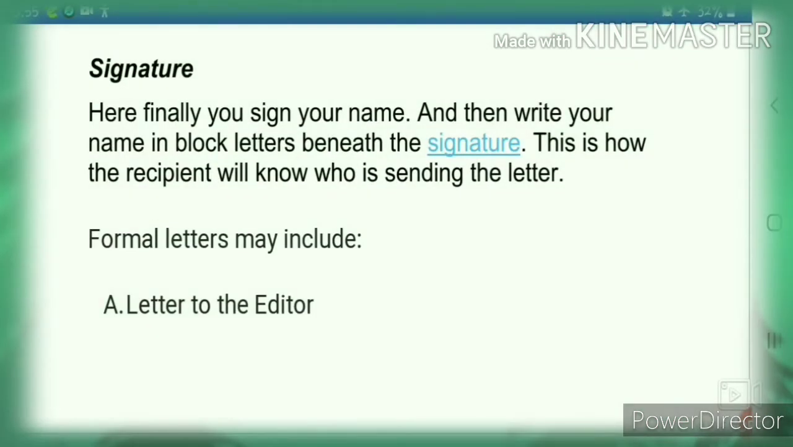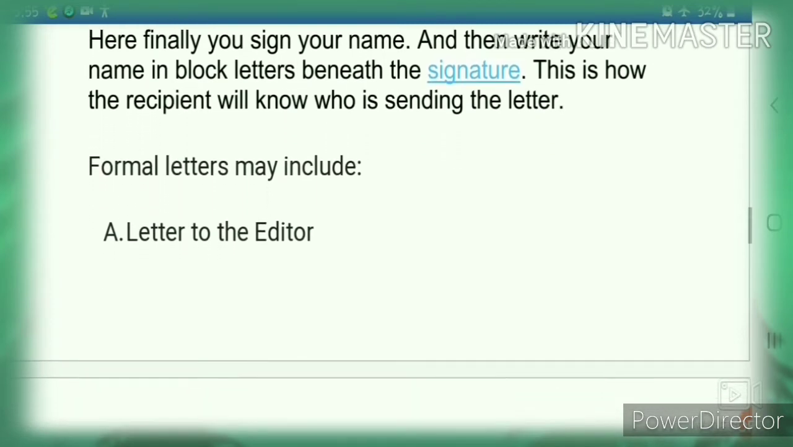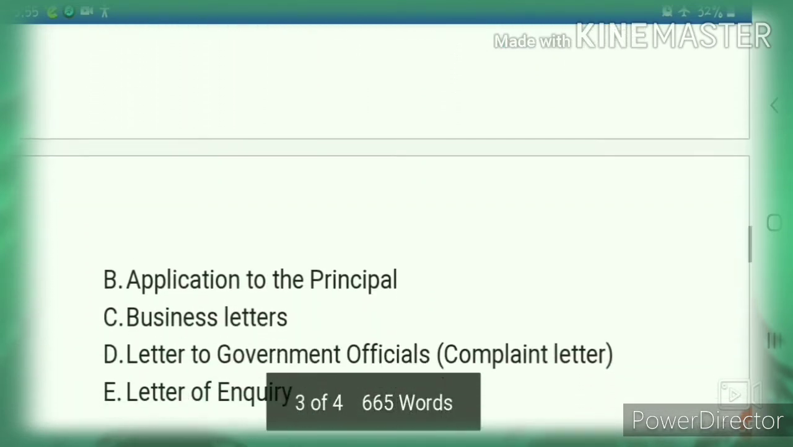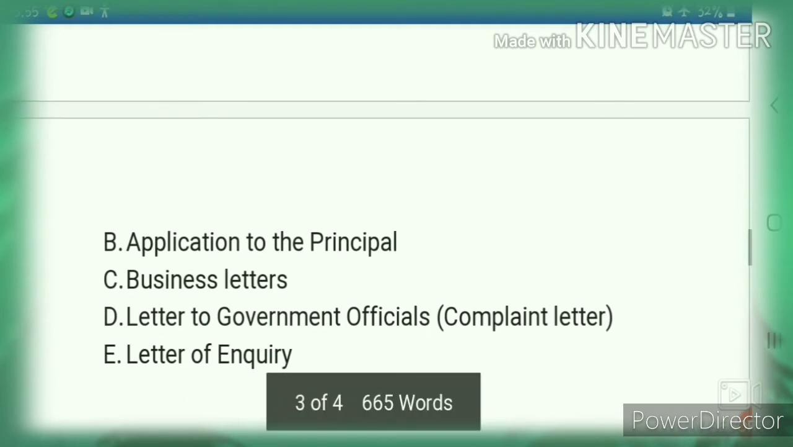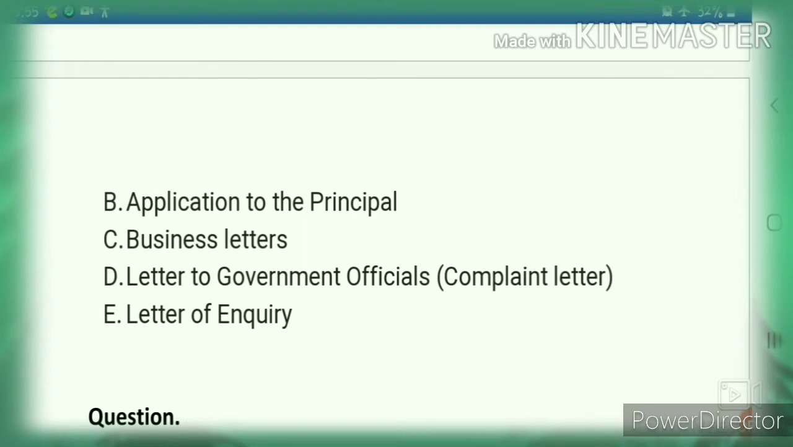Students, formal letters may include letter to the editor, application to the principal, business letters, letter to the government officials, that is complaint letter, letter of inquiry.